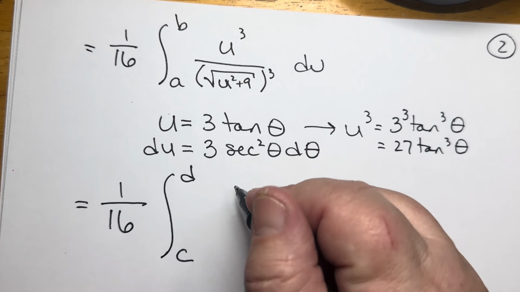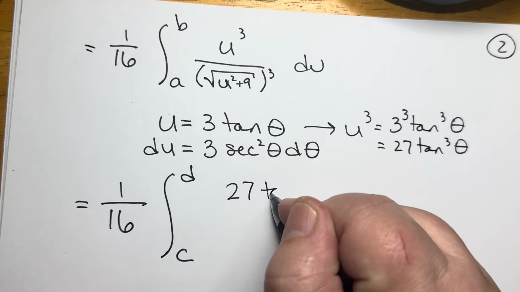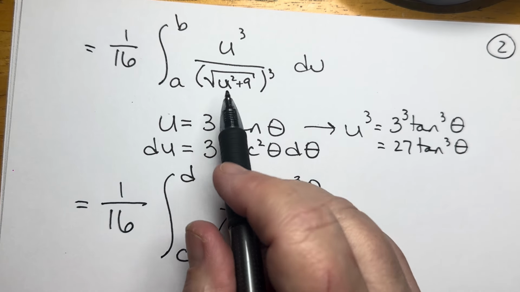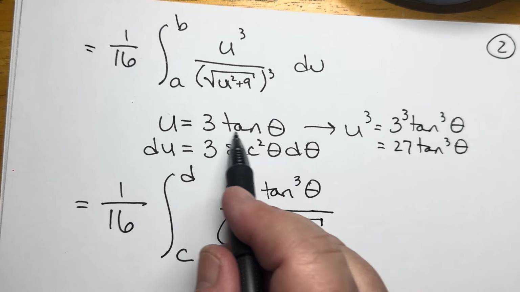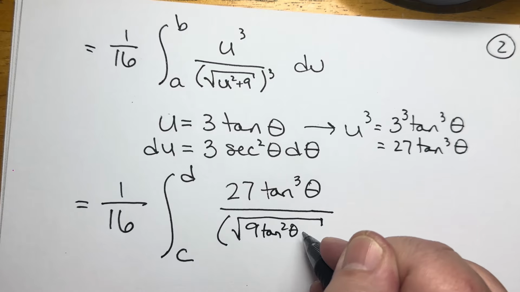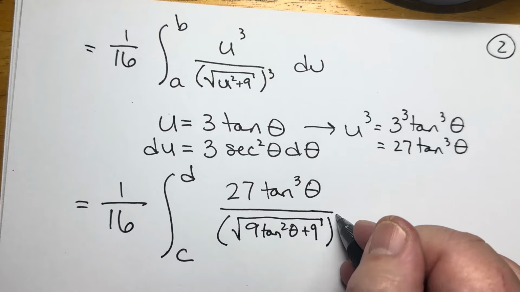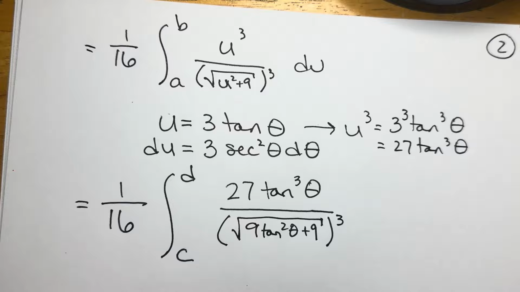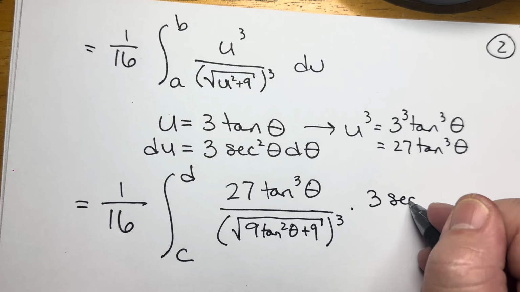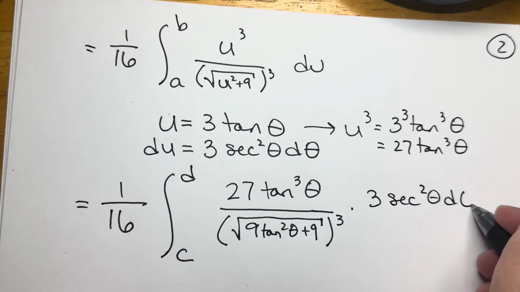So let's see, I get 27 tangent cubed theta all over the square root of u squared, which is this squared, so it's going to be 9 tangent squared theta plus 9, square root with a cube, and then du is going to be 3 secant squared theta d theta.